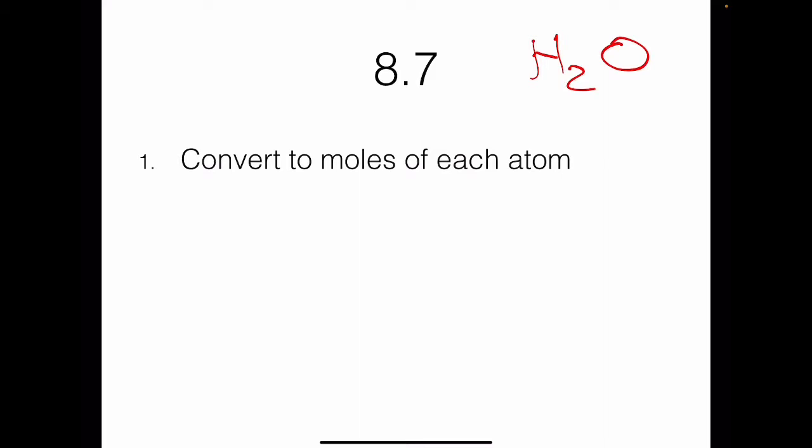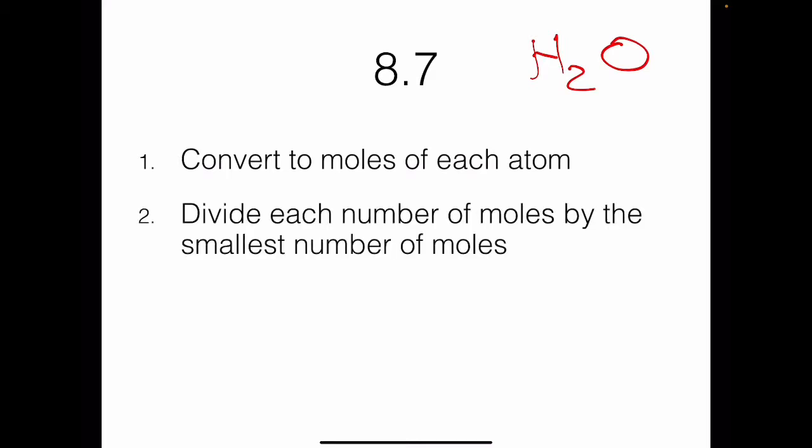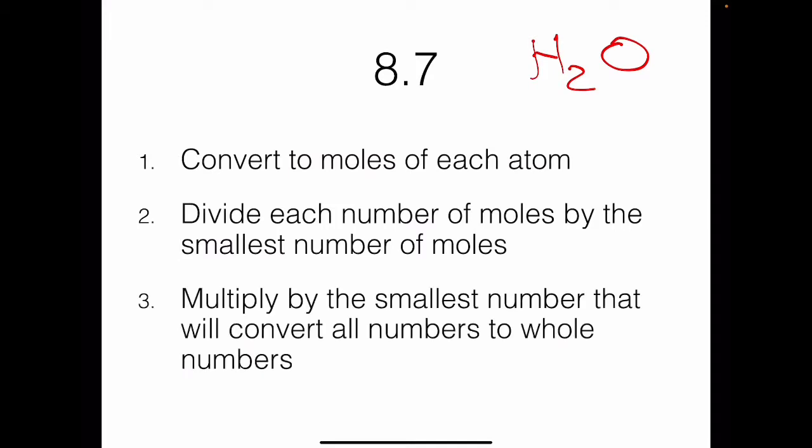Step number 1 is to take your given information and convert that to moles of each atom. Step number 2, divide each number of moles by the smallest number of moles. This is similar to what we did when we were turning a molecular formula into an empirical formula. By dividing by the smallest number of moles, you're ensuring that one of those elements will have a subscript of 1 next to it. And the third step is to multiply by the smallest number that will convert all numbers to whole numbers. This is often not necessary. This would be one of those A-level questions where you have just one more step to do to determine the correct answer.